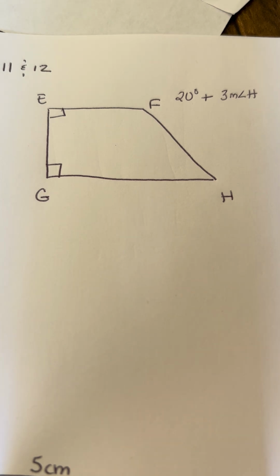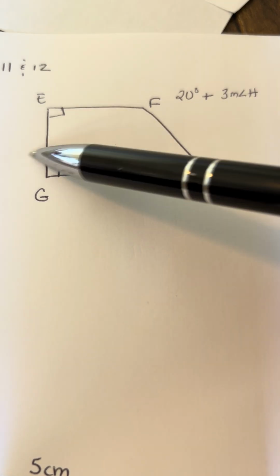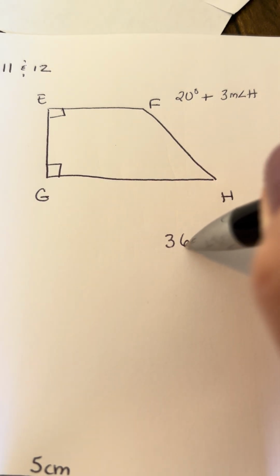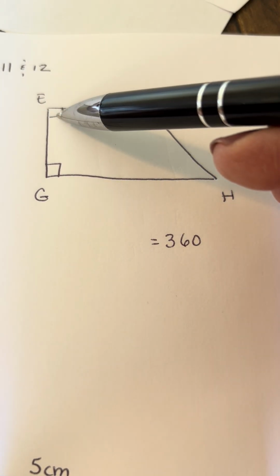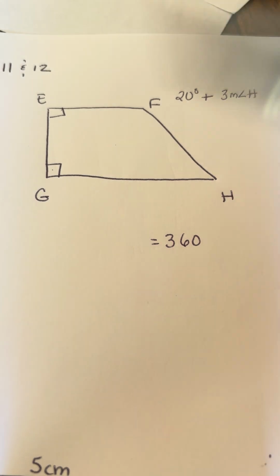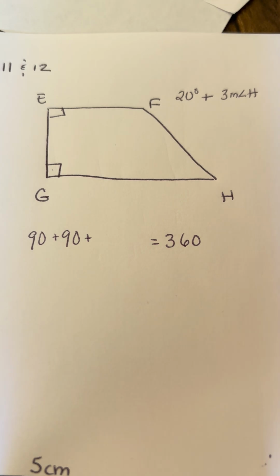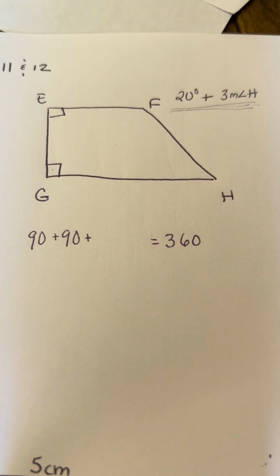Okay, well, this is not a rectangle. It's not a parallelogram because they didn't tell me that this side and this side were equal. It is a four-sided figure, so I know that the total of all of the angles is 360. I know that this angle and this angle, because of the square in it, are each 90. So I know 90 plus 90. I know angle F is related to angle H in this way.